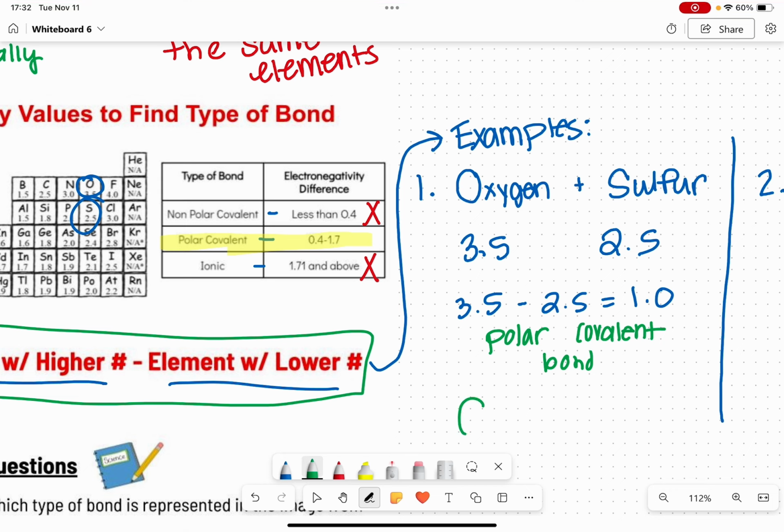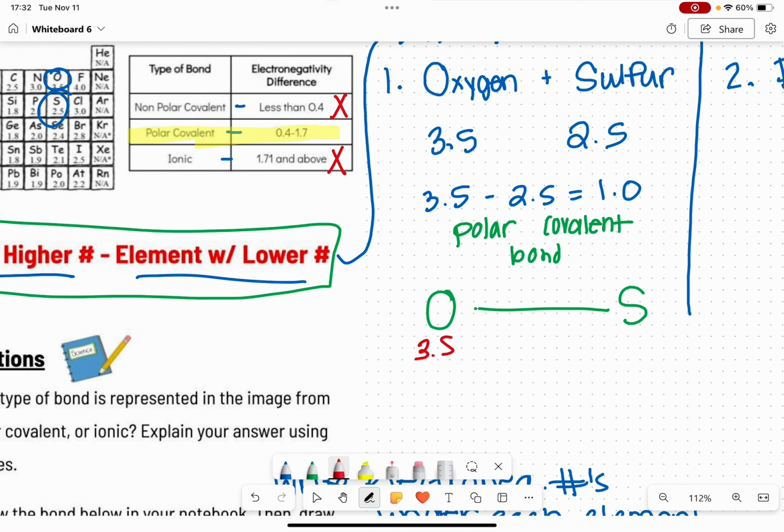So when we draw that, I'm going to draw O, a line, and my S, and I'm going to write my values underneath, 3.5, 2.5. So I know they're sharing unequally. I'm going to put my electrons closer to the one that has the higher number because it's going to attract electrons more. So I'm going to put my two electrons, one from oxygen, one from sulfur, closer to oxygen to show that one, it's unequal, and two, oxygen has a higher electronegativity value.